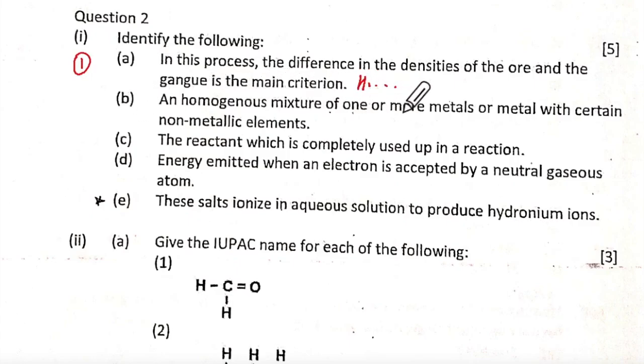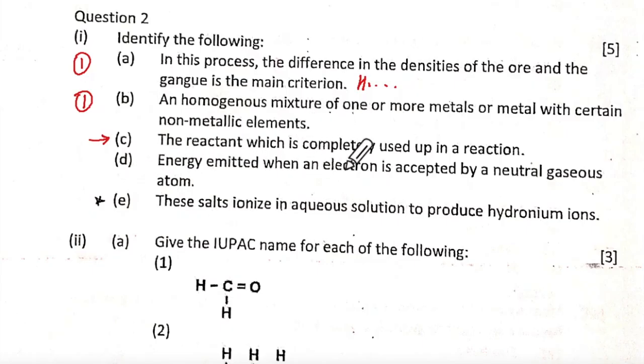The homogeneous mixture of one or more metals with certain other elements is what? Alloy, correct? Did you get alloy? The reactant which is completely used up in a reaction. This is not there in your book. What is it called? We don't have it in the textbook. You can Google it and tell me.